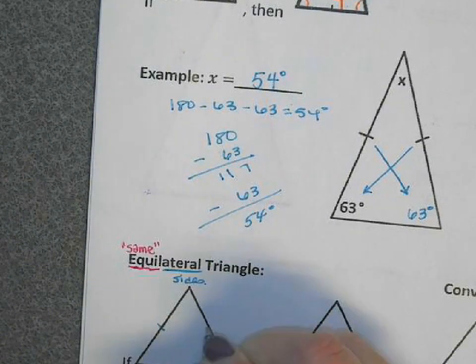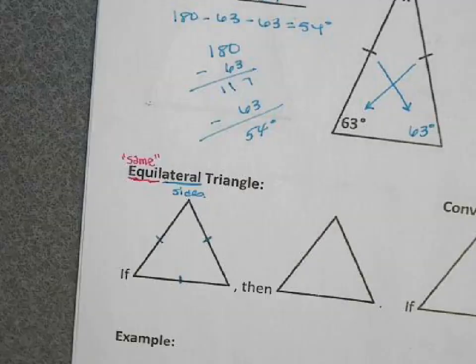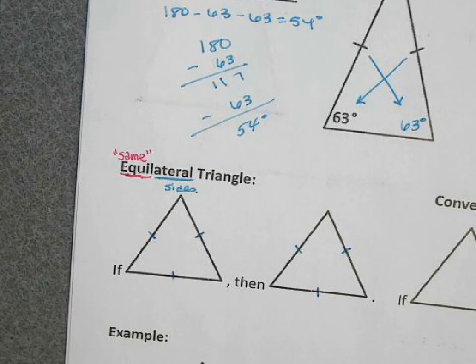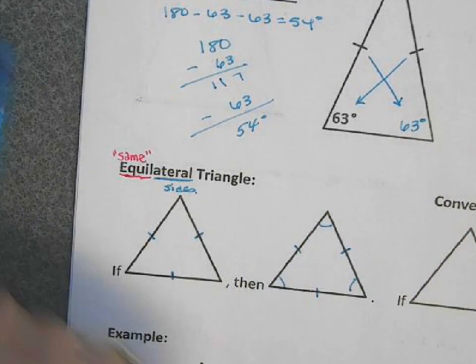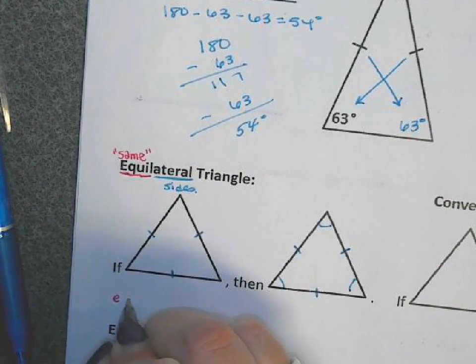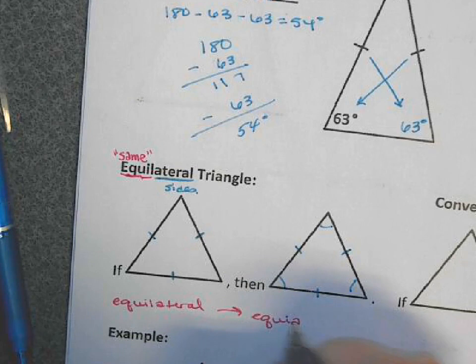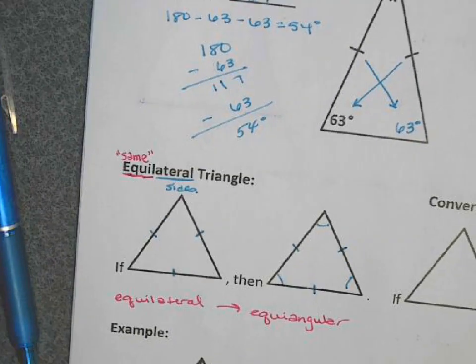So if we have all three sides that are marked the same, then we know that not only do we have all three sides that are marked the same, but what do we actually have? All three angles will also be marked the same. So if we have an equilateral triangle, then we have what we call an equiangular triangle. So if we have equal sides, then we have equal angles. That's what that theorem says.